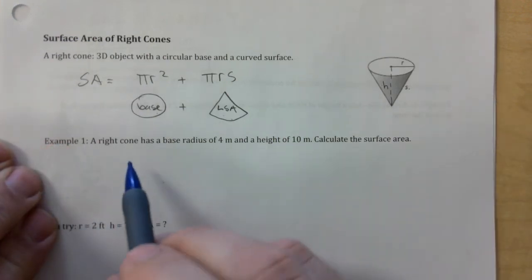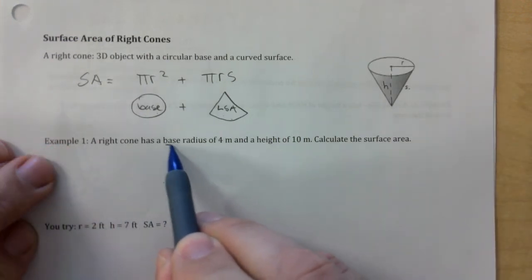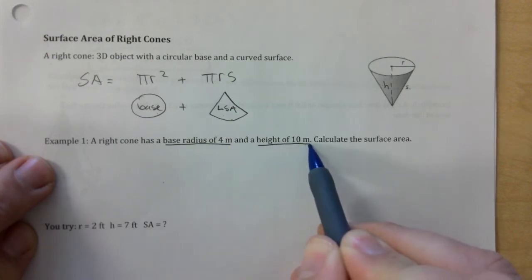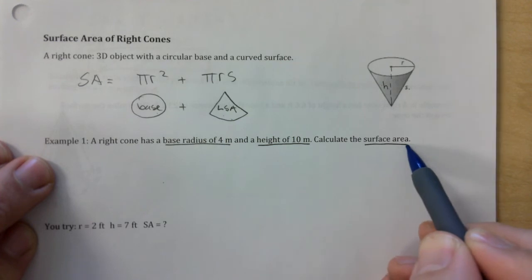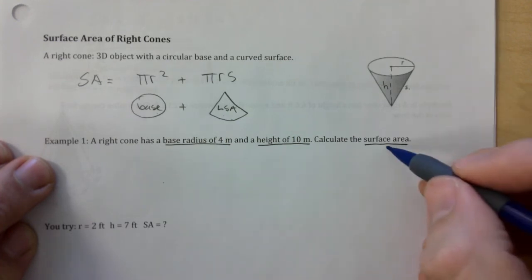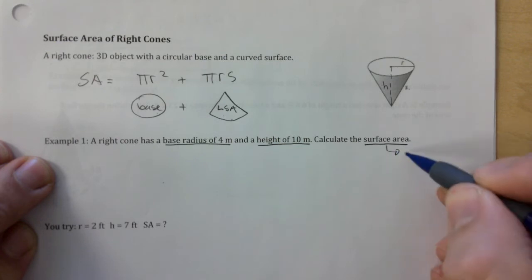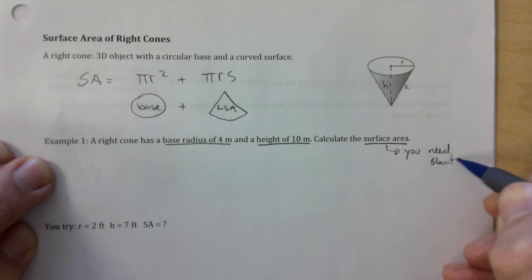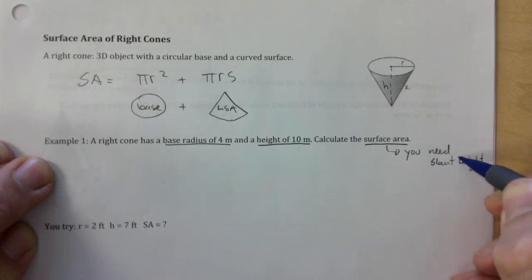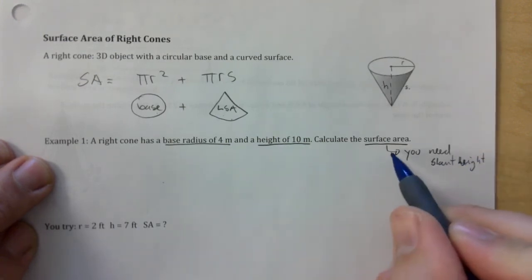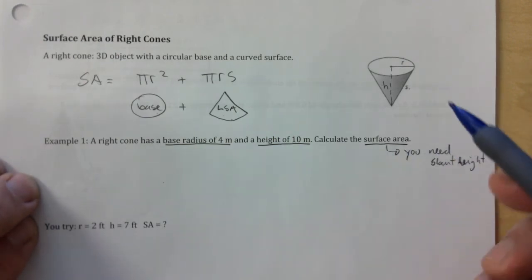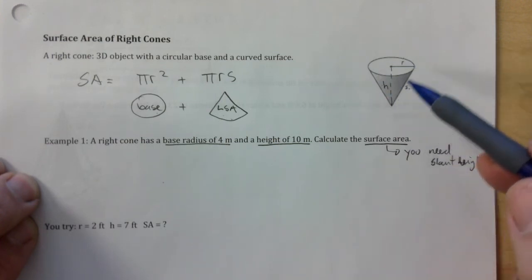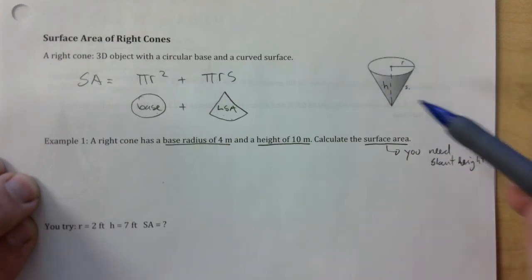Okay? So a right cone has a base of radius 4 and a height of 10. Calculate the surface area. Because of surface area, folks, you know you're going to need slant height. You need to know the slant height if they talk about surface area, in particular when it's a pyramid or a cone, right? There's a slant, so we're going to figure that out first.